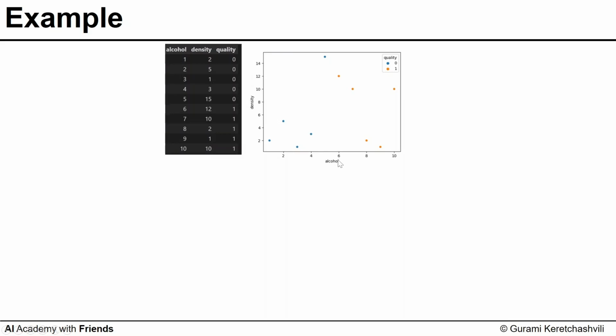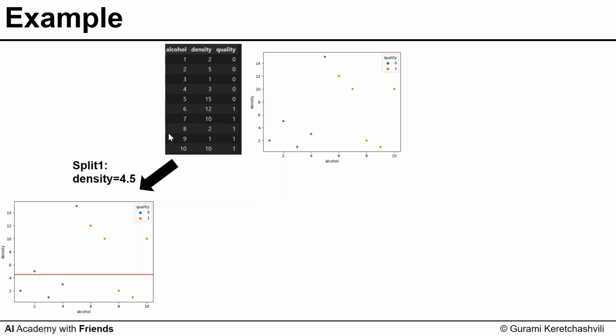But how do we choose a good split? The solution to this question is to split the data multiple times and then choose the best split based on the criteria. Let's have a first split when density equals 4.5. In this case, as you can see in the visualization, the data is separated into two parts, and one part contains 3 orange and 2 blue dots. Another part contains 3 blue and 2 orange dots.